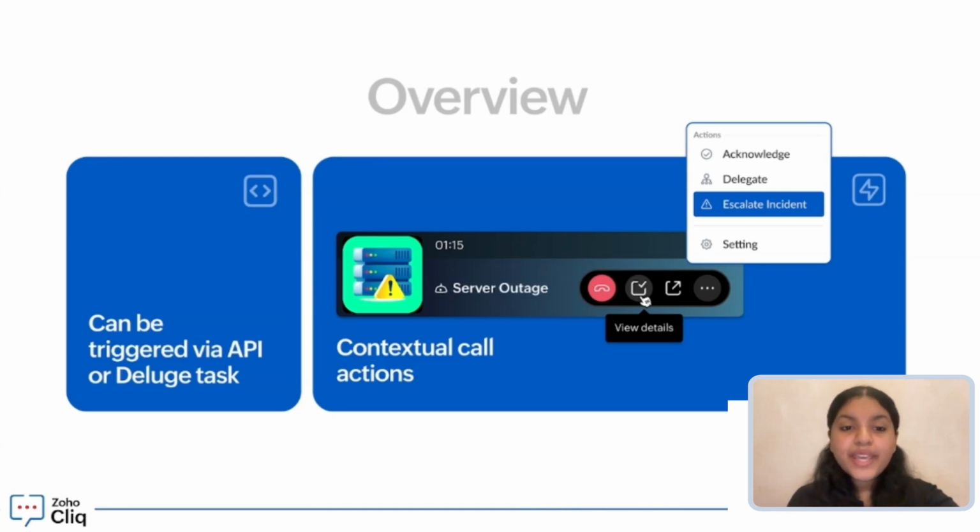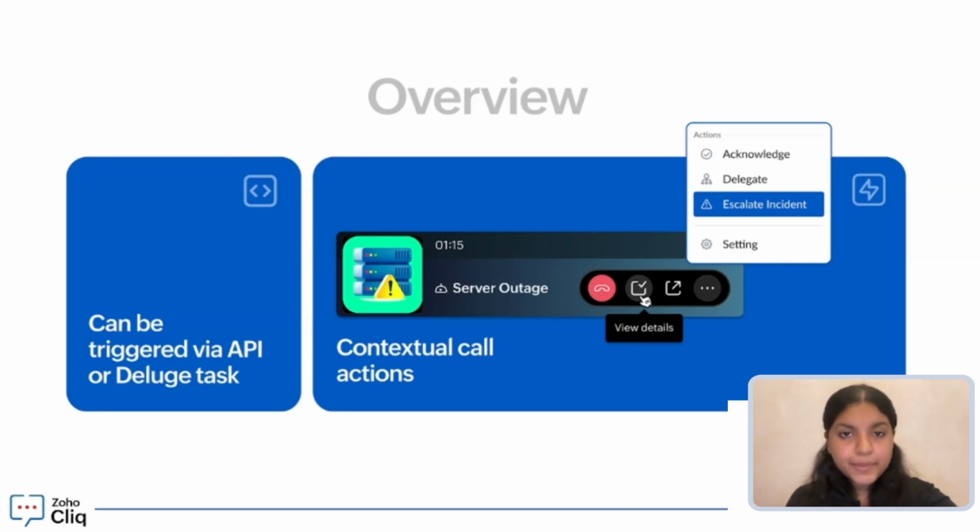So in cases where these incidents can be monitored and can be triggered automatically, you can trigger it via an API or using a Deluge task. But say things that you cannot really predict, you can trigger them manually as well. Now you can also add contextual actions to these calls based on how you'd like to handle this incident right when you get the alert.